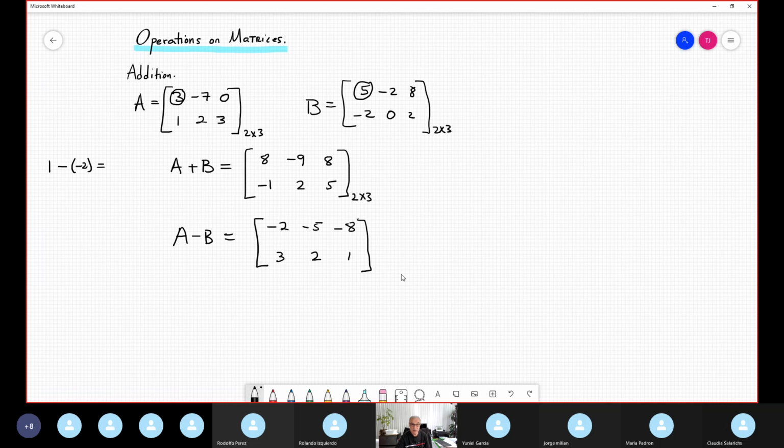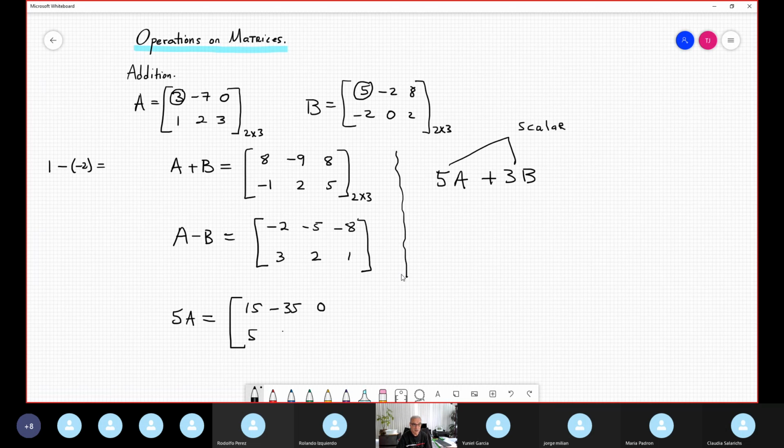Suppose in the test I asked you 5A plus 3B, compute that. So who is 5 and who is 3? 5 and 3 are scalars. A scalar means it's just one number. And when you multiply 5 times A, you multiply entry by entry by 5. So 5A is 15, -35, 0, 5, 10, and 15.